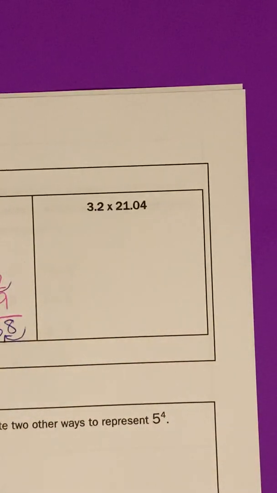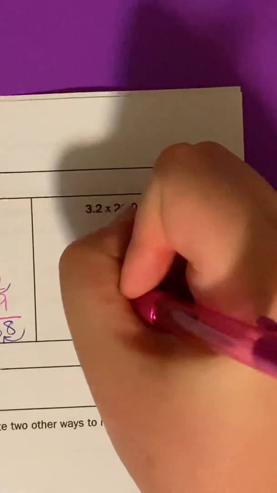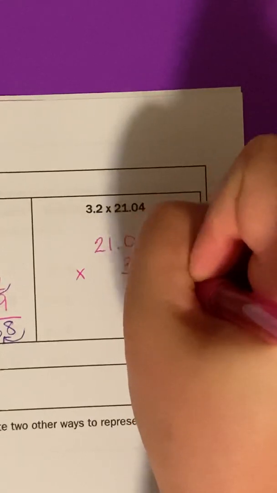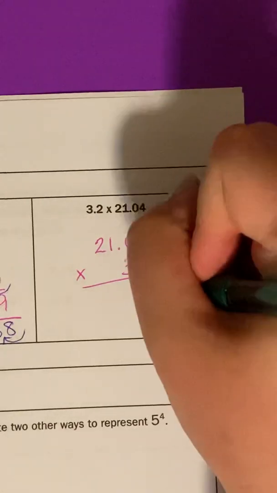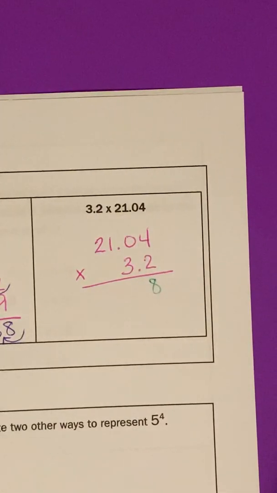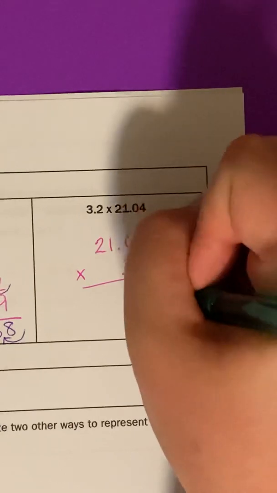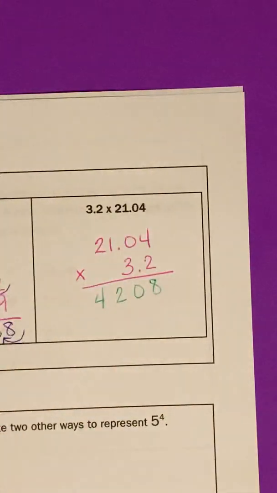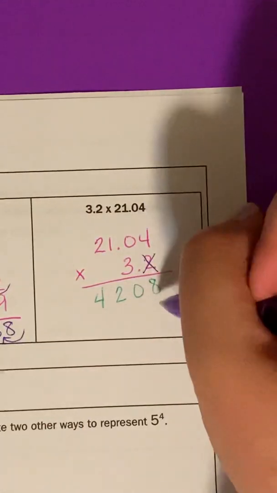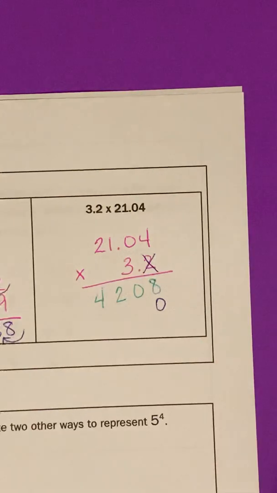All right, now, 3 and 2/10 times 21 and 4/100. So, do we need to line up our decimal when we're multiplying? No, you don't. So 21.04 times 3.2. All right, we can do this. 2 times 4 is 8. 2 times 0 is 0. Remember, anything times 0 is 0. 2 times 1 is 2. 2 times 2 is 4. Now, we are done with our 2. We're going to put our placeholder 0 and move over to the next place value.